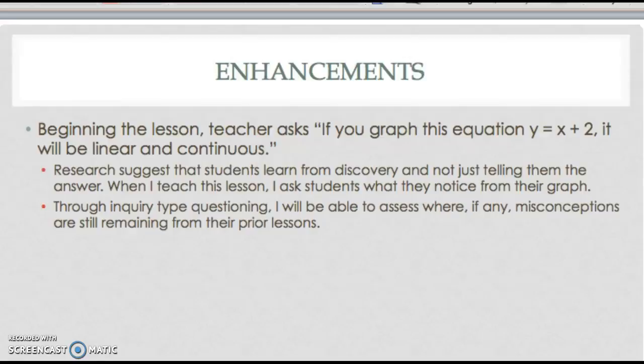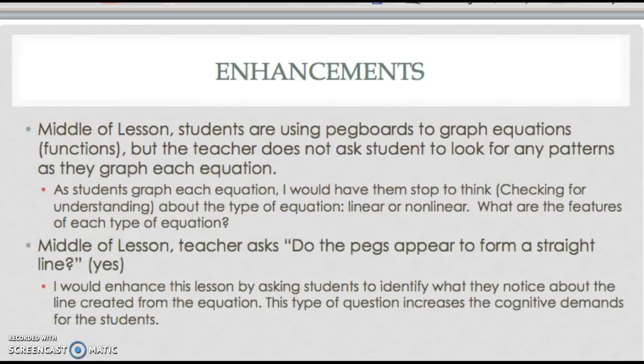Another enhancement that I will use in this lesson is towards the middle of the lesson. The students are using pegboards to graph equations or functions, but the teacher does not ask students to look for any patterns as they graph each equation. They just graph them and keep graphing them, and then they just record the data on their worksheets.